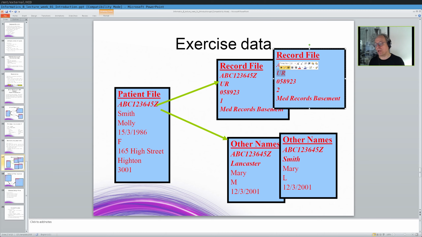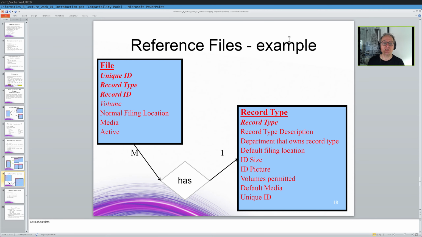And then, where are we going to store all the information about UR records? Well, we're going to store it in here. Given that we've got a UR type record, these are the types of information that we're going to store about the UR type record. And that's how databases grow. You have information about patients, and then information about the information about patients, stored for each one of the UR type records. So this is a many-to-one relationship where, for a single file, we've got one record type, but that record type applies to many files.